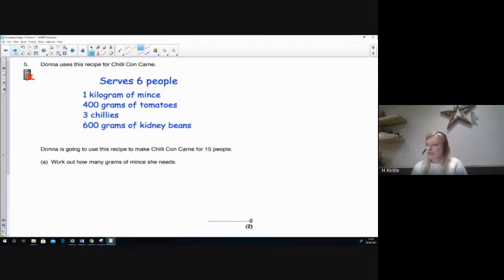Donna is going to use this recipe to make chili con carne for 15 people. Work out how many grams of mince she needs. So if at the minute the recipe is for 6 people, if we double it, we would have a recipe for 12 people. So 6 and another 6 is 12, but we're trying to make it for 15 people. So 12 is not quite enough. We need another 3 people for our recipe.